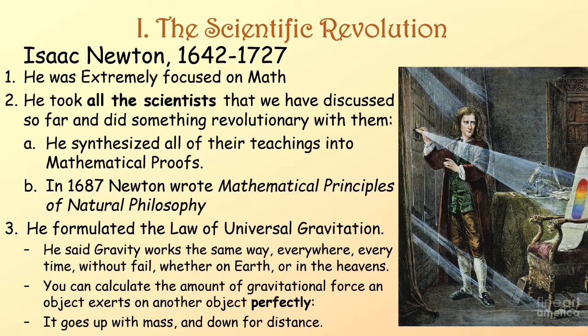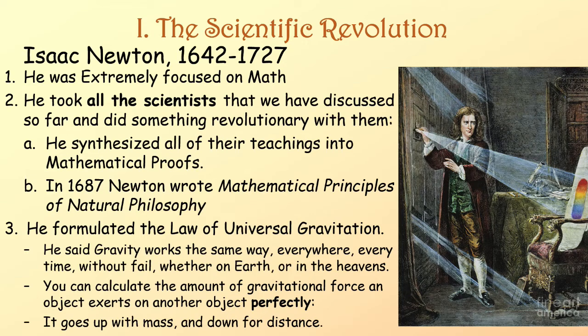Let's go on to Isaac Newton. Isaac Newton, 1642 to 1727. Isaac Newton was extremely focused on math. He took all the scientists that we have discussed so far, and he did something extraordinary with them. He synthesized all of their teachings into mathematical proofs. And in 1687, Newton wrote The Mathematical Principles of Natural Philosophy. And in it, he formulated the law of universal gravitation.